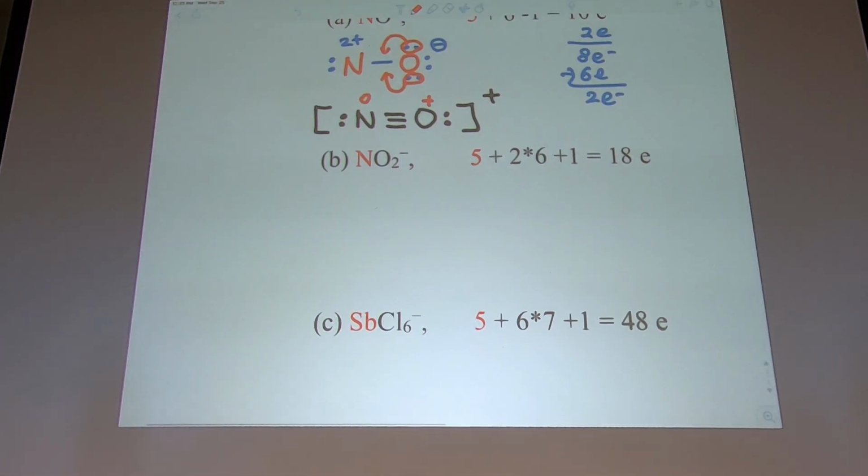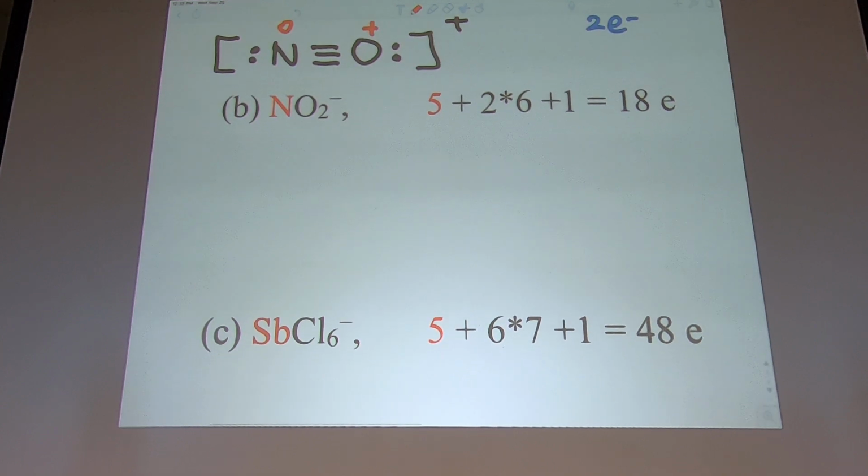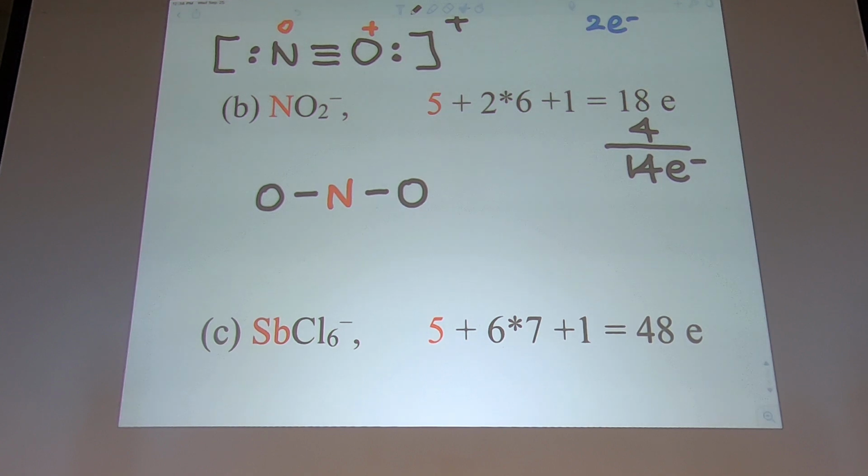Let's do the second one. The second example is a little bit more relevant for your post-lab problems: NO2 minus. So do the same thing. 5, plus 2 times 6, plus 1 is 18. Now I'm going to put the nitrogen in the center and oxygen on both sides. I need at least 1, 2 bonds, so 4 electrons. You use them, leaving 14 electrons. That's the start.